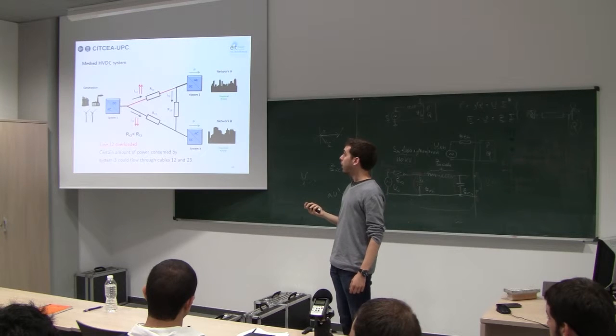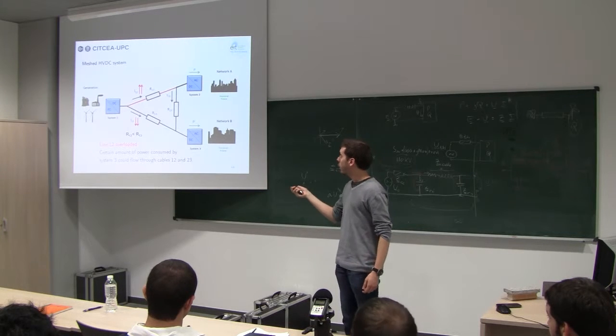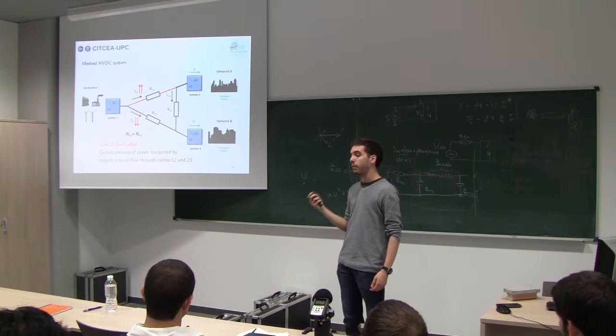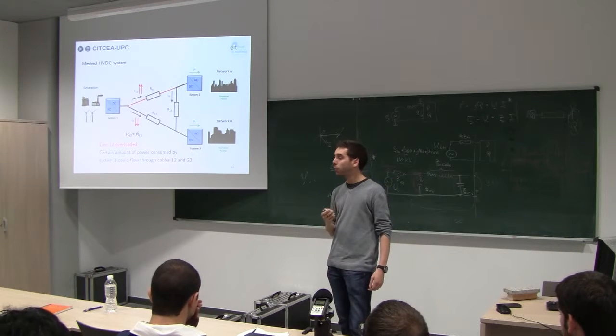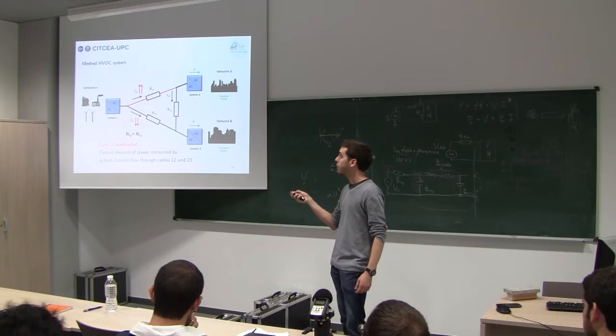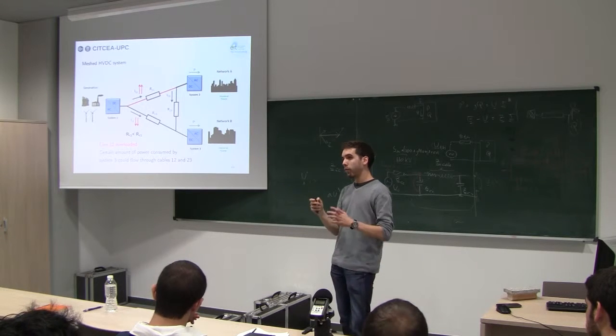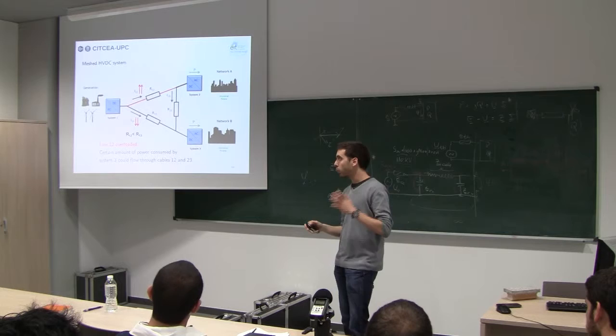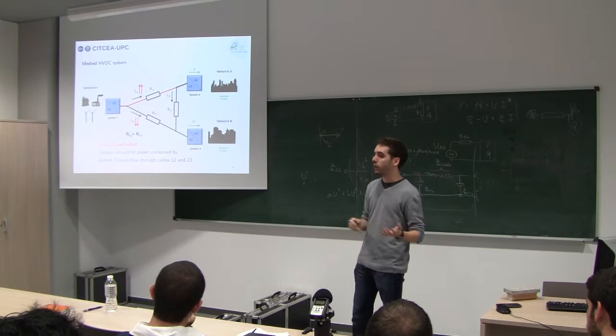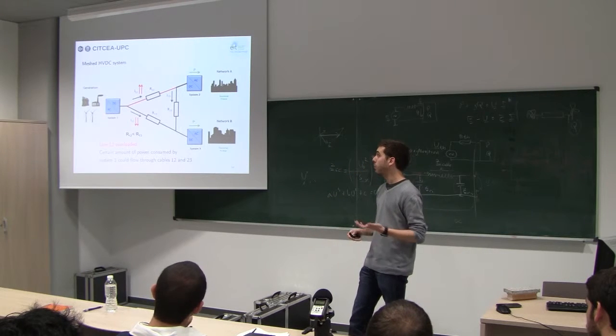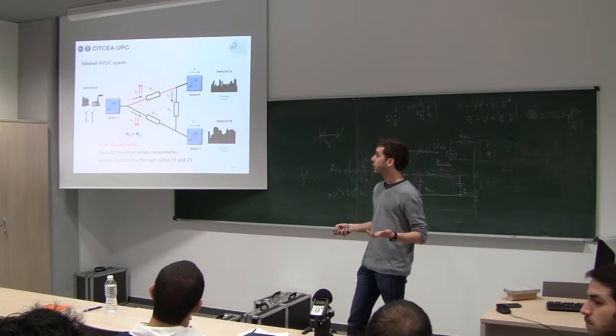If, for example, we have this connection, we are not talking anymore about a multi-terminal scheme. We are talking about a meshed HVDC grid, because here we have a mesh. And controlling the current flows inside this mesh is more complicated than when dealing with a simple multi-terminal scheme.